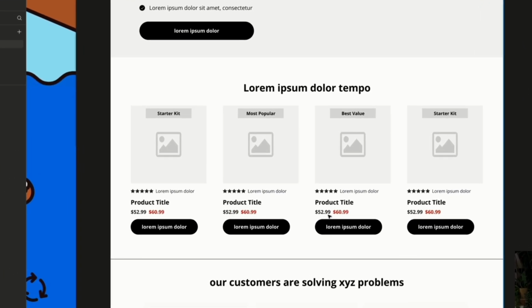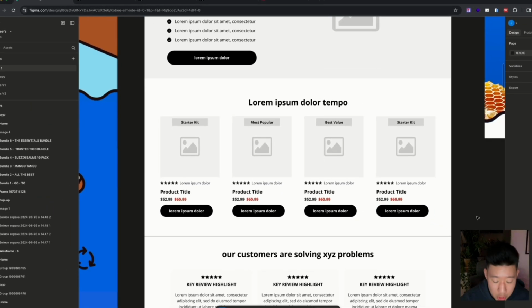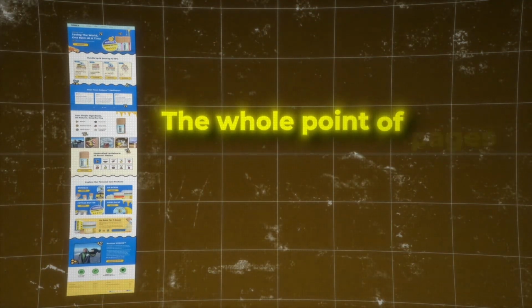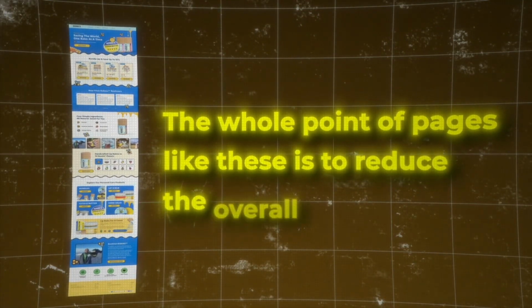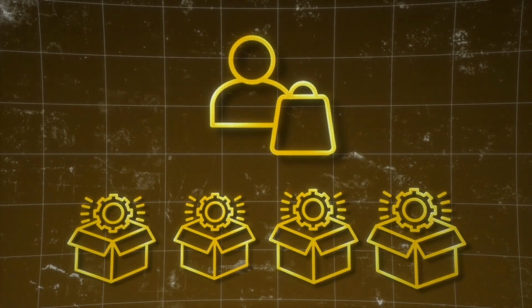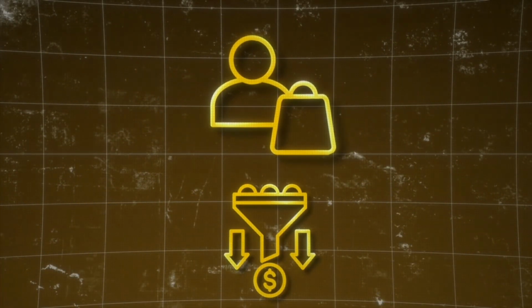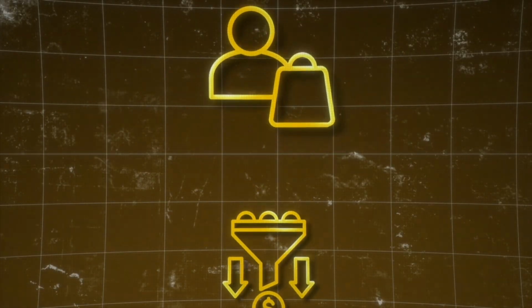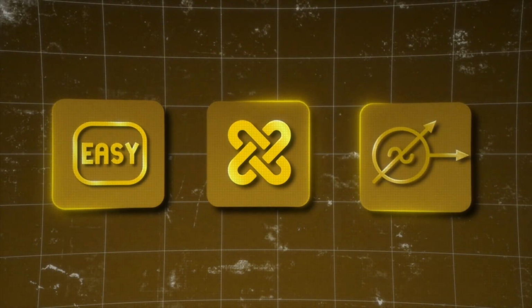So by having quick little sub headlines, information, tags, anything that can provide context information to help make a shopping decision. The whole point of pages like these is to reduce the overall buyer friction. The more decisions that you force your customer to make before they can purchase, the lower your conversion rate will be. So you want to make the shopping experience as easy, seamless, and frictionless as possible.